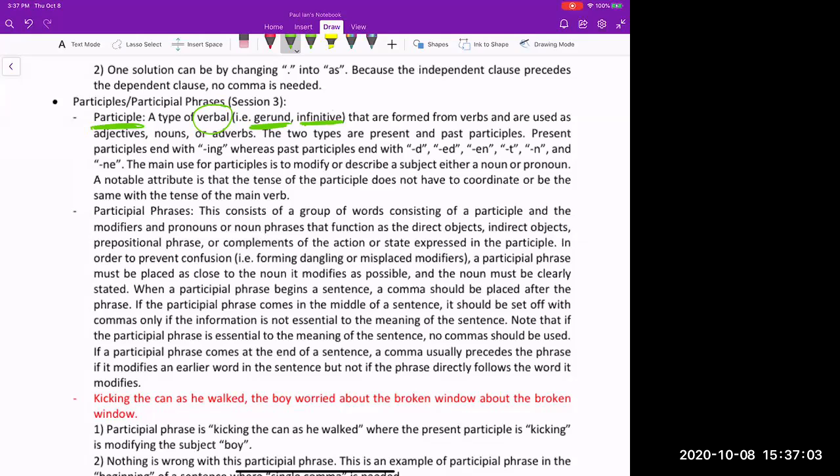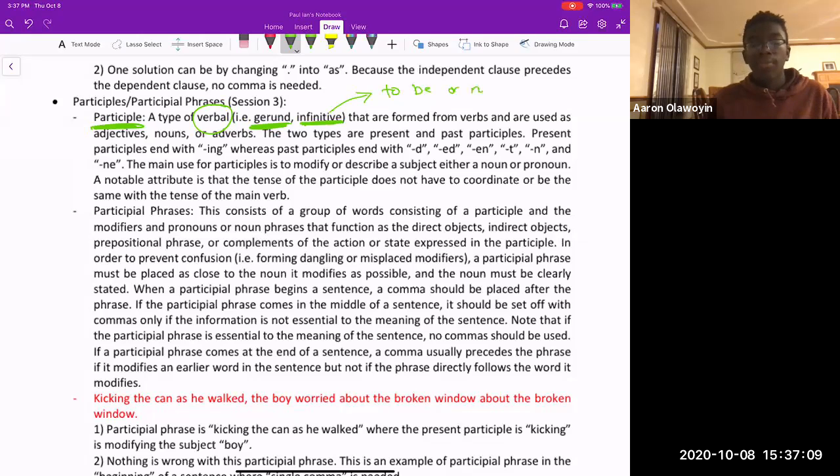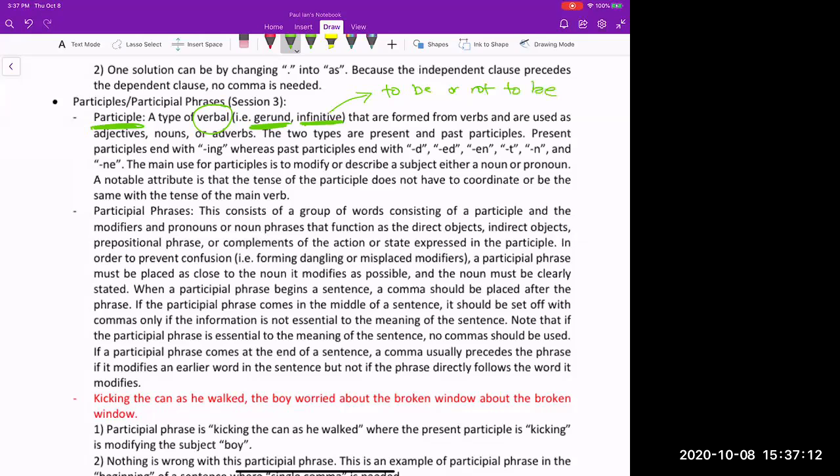I'll start out with the one that's less used. This infinitive, do you remember the "to be or not to be"? That's what it is. It's when you put a "to" in front of a predicate, like "to run," that's an infinitive. "To walk," that's an infinitive.